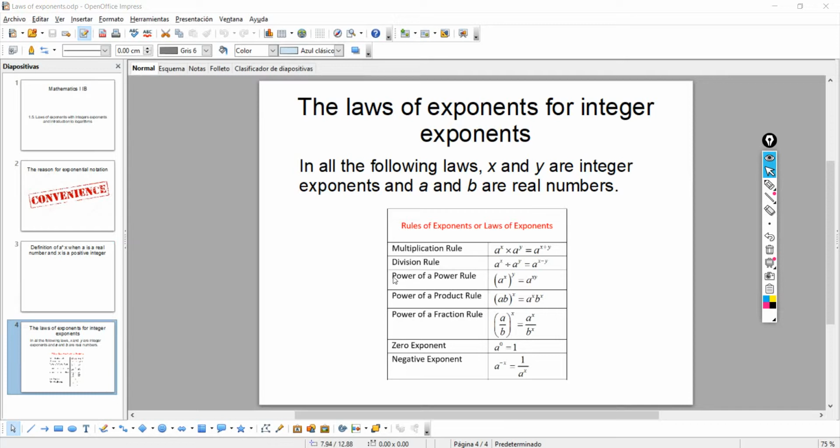In today's lesson, we're going to prove the third, the fourth, and the fifth laws of exponents. Okay, so let's do it right away.